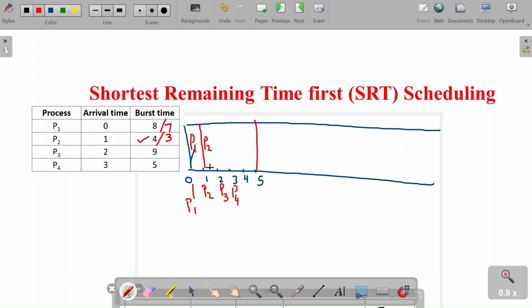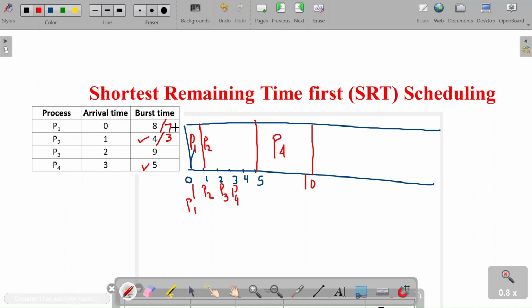Now all three are remaining. P1 requires 7 units of time, P3 requires 9 and P4 requires 5. So which one is minimum? P4 is the minimum, so P4 is chosen. It starts at 5 and requires 5 burst time, so 5 plus 5 is 10. Until 10 milliseconds, P4 completes its job.